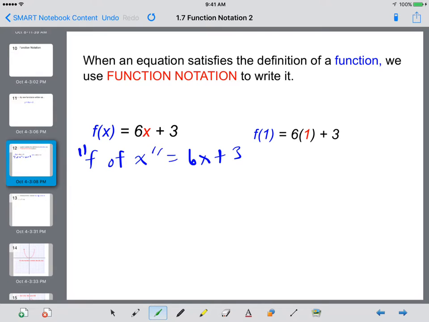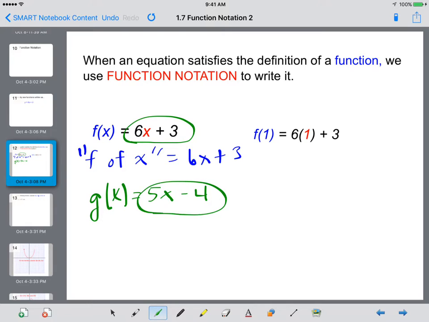algebra 2, you might see different functions such as g of x equals 5x minus 4. These are two different functions, and if we wrote them as y equals for both of them, you wouldn't be able to tell the difference. But if we have f of x or g of x, if I told you we're going to use the function f, you know that it's this equation. If I were to tell you the function g, you would know we'd be using this equation.